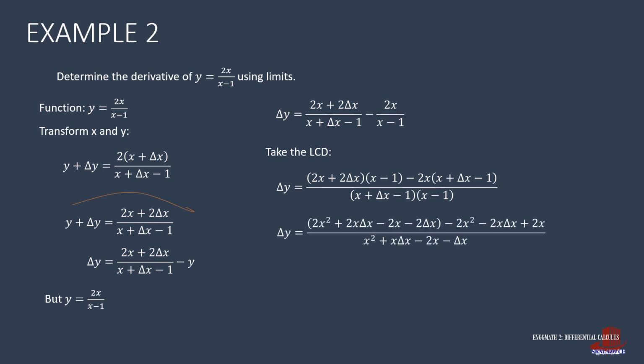Expand each of the terms to eliminate the parentheses and get 2x squared plus 2x delta x minus 2x minus twice of delta x minus 2x squared minus 2x delta x plus 2x. The denominator is also expanded into x squared plus x delta x minus 2x minus delta x plus 1. From the individual terms, 2x squared, 2x delta x, and 2x cancel out, leaving delta y with negative 2 delta x over x squared plus x delta x minus 2x minus delta x plus 1.